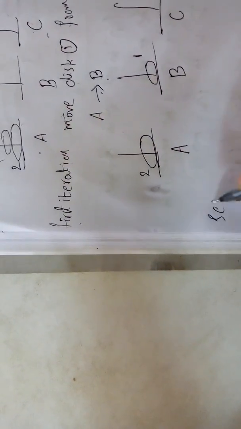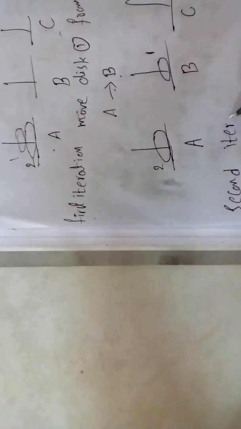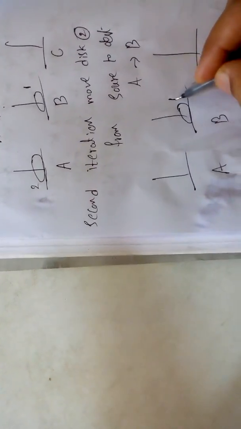Right. Next, in the second iteration, what happened? We have to move disk 2 from source to destination, that is A to B. Now the task will become A, C, B. We already have disk 1 on B. Now transfer disk 2 from A to C. Now it's very easy to transfer disk 1 from tower B to tower C.